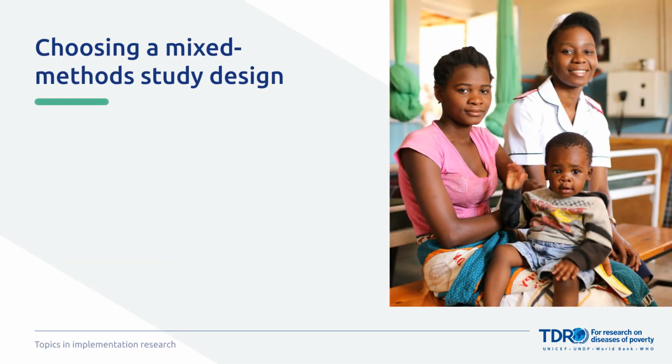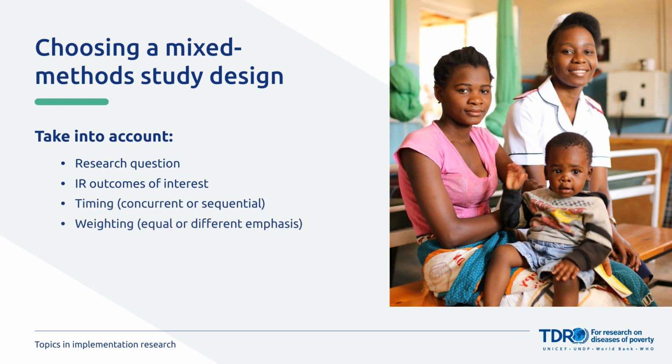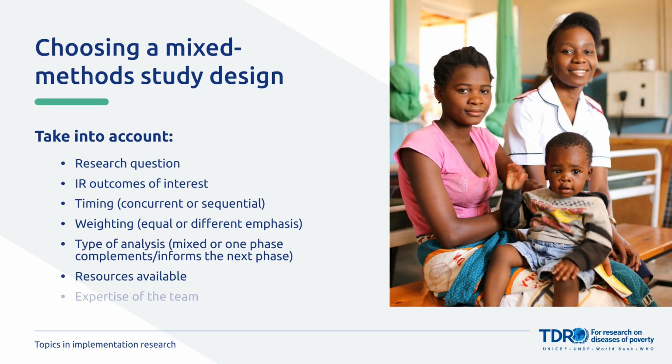It is important, therefore, when choosing a study design, to take into account the research question, the implementation research outcomes that we are interested in, the timing, whether that be concurrent or sequential, the weighting, either equal or different emphasis, the type of analysis, whether it is mixed or if one phase complements or informs the next, the resources available, and finally, the expertise of the team. Visual diagrams, such as flowcharts with the research process, can also help in the design phase.